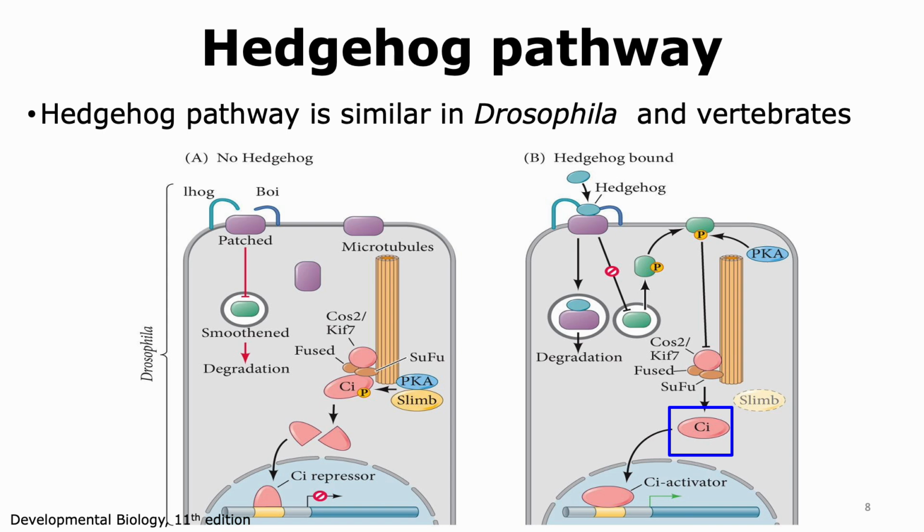This unphosphorylated form of Ci can bind to the DNA, and in this form, Ci is actually an activator of gene transcription. Thus, hedgehog is able to activate genes.